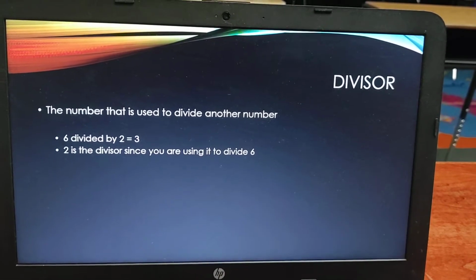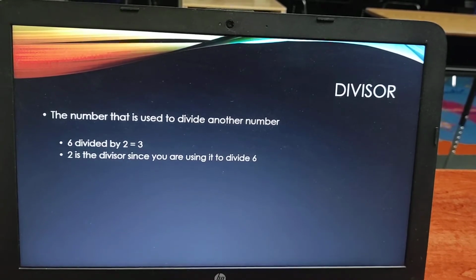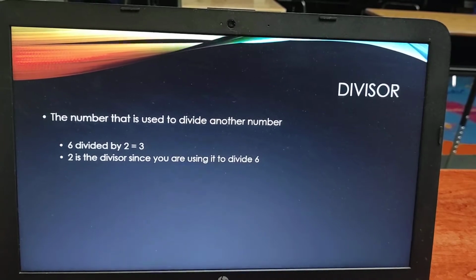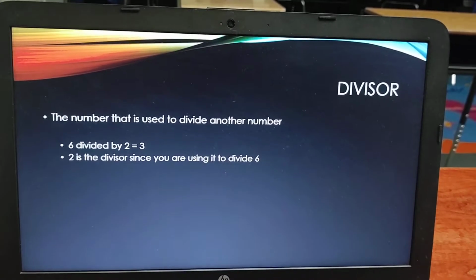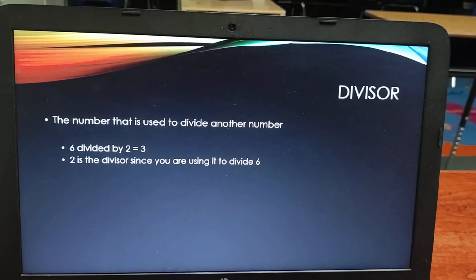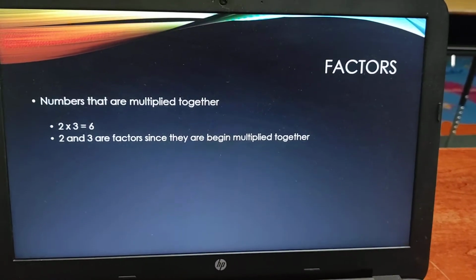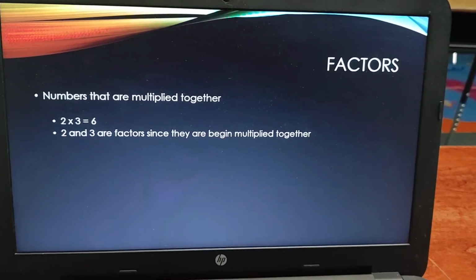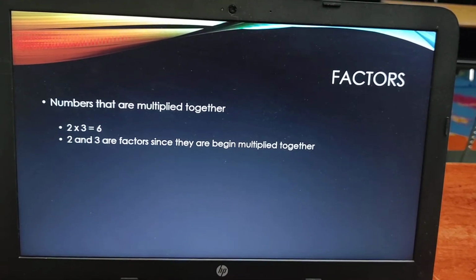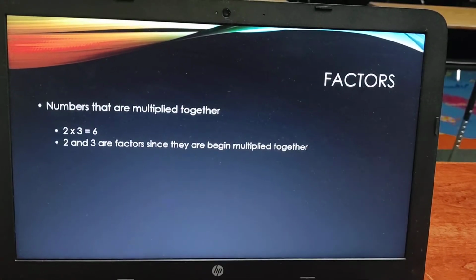The next word is divisor, and remember, you can pause this video at any time to write down these words. Divisor is the number that is used to divide another number. So in the example 6 divided by 2 equals 3, 2 is the divisor since you're using it to divide 6. Next we have factors. Factors are numbers that are multiplied together. If you have the problem 2 times 3 equals 6, 2 and 3 are the factors, since they are being multiplied together.